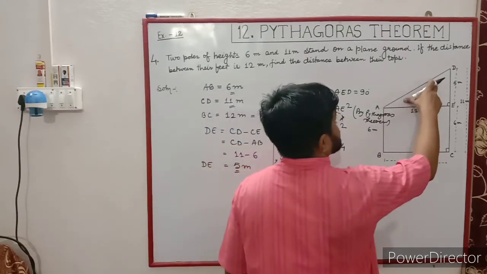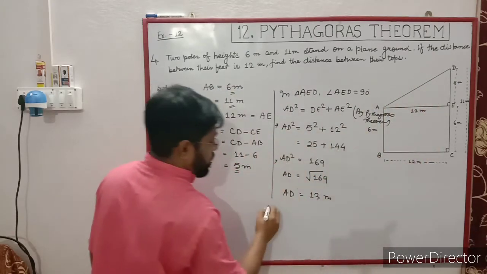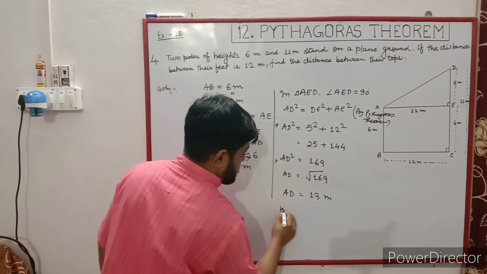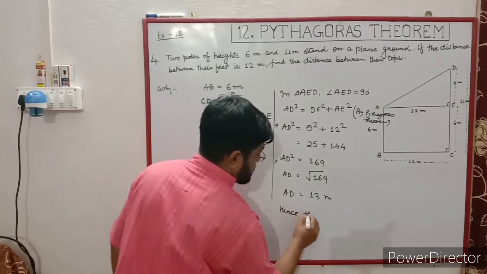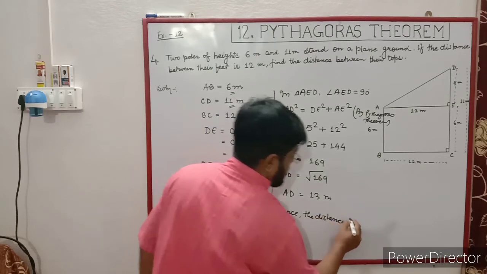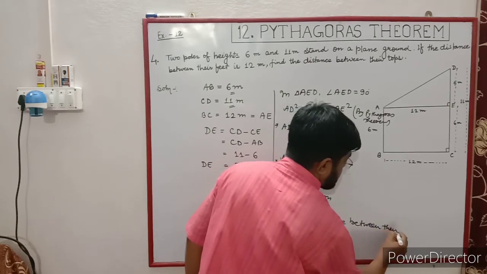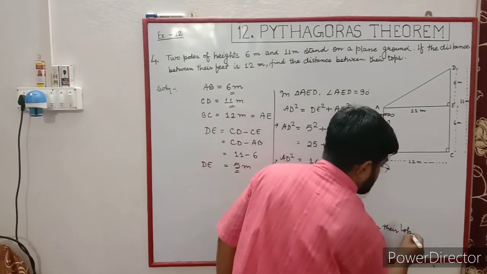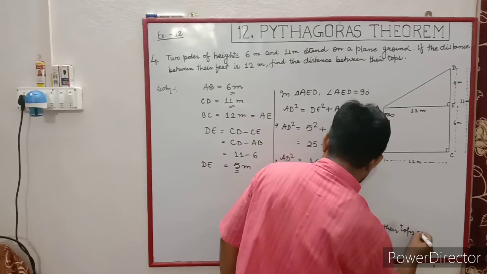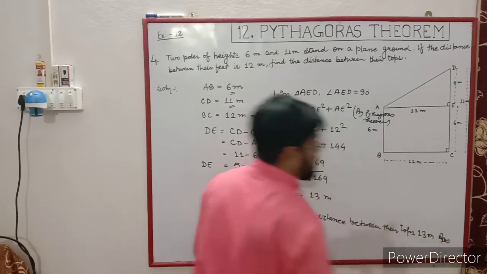Now AD is the distance between their tops. Hence the distance between their tops is 13 meter. That is the answer.